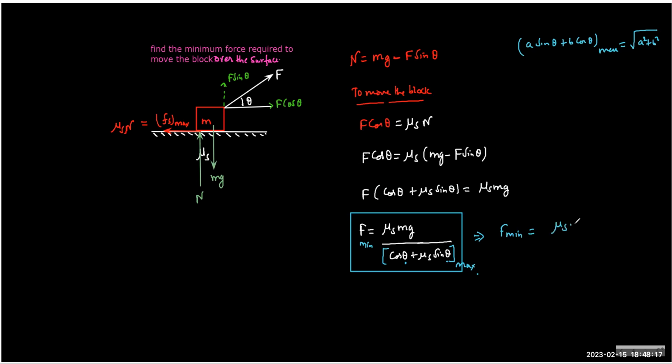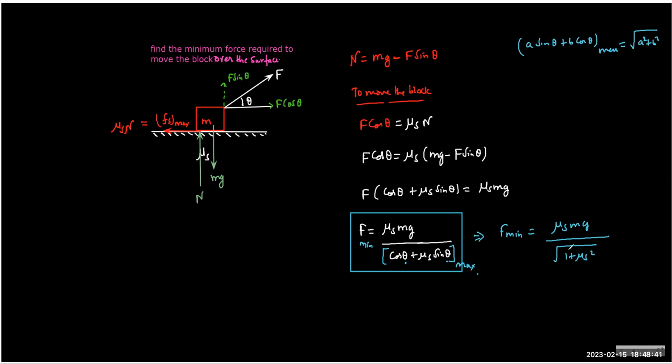So what is the maximum of the denominator, which you can write directly? Root of 1 plus mu s square. And because it is 1 plus something, it is more than 1. The denominator is more than 1, isn't it?